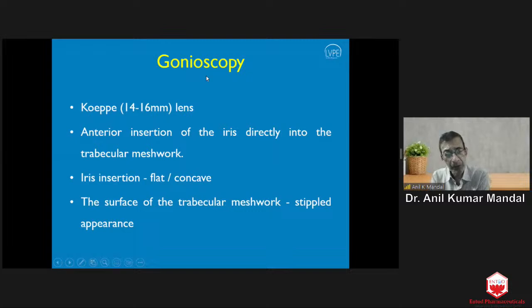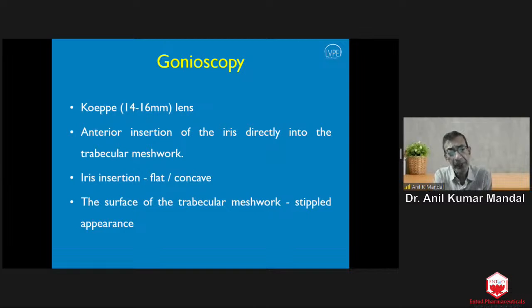Gonioscopy is very important. After all, glaucoma is because of goniodysgenesis, and to understand what the problem is in the trabecular meshwork, you will have to do gonioscopy. Now, the problem of gonioscopy in India is that at first presentation, 60, 70, 80% of the patients may present with severe corneal edema in which gonioscopy is just not possible. In the rest, gonioscopy should be done and the trabecular meshwork assessed.